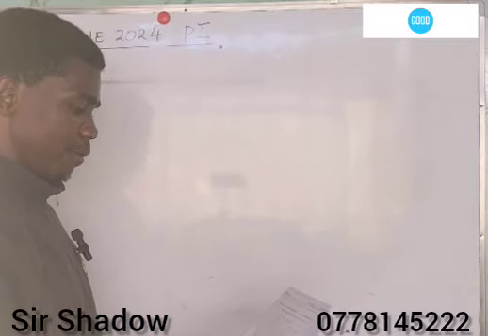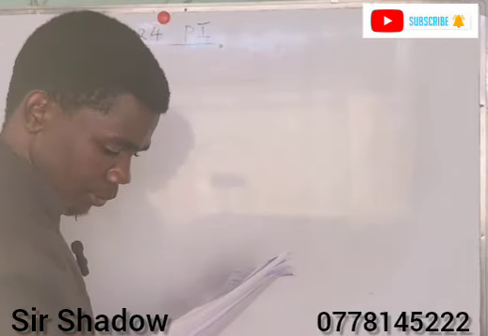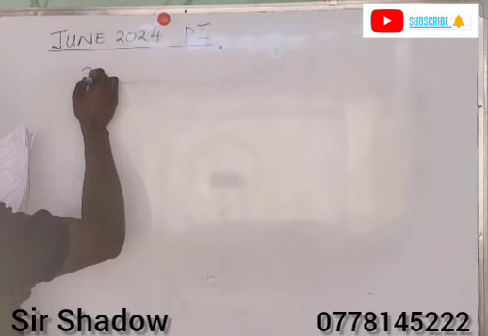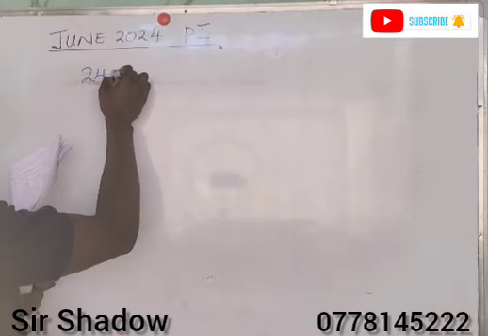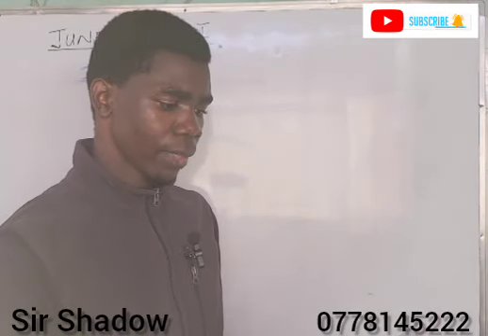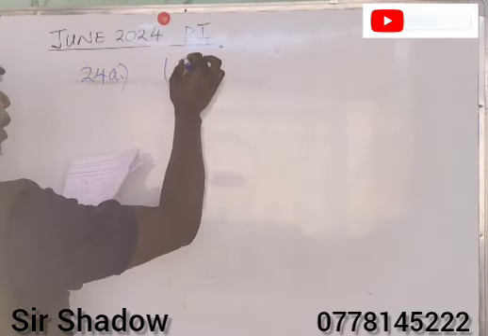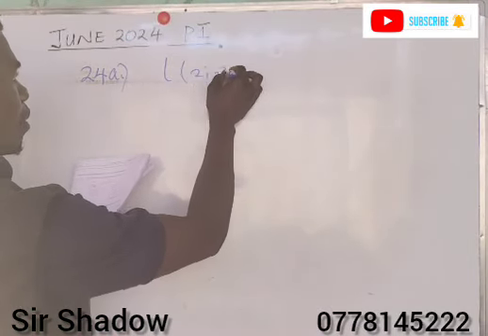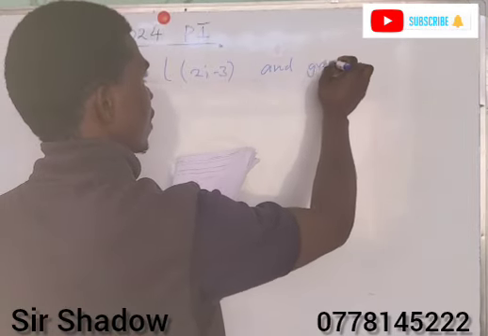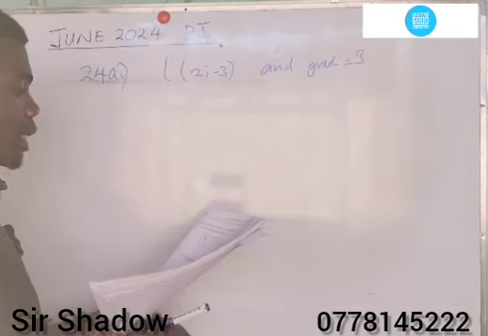Question number 24, item 1. Question 24 reads: a straight line L passes through the point (2, -3) and has a gradient of 3. Find the equation of line L.